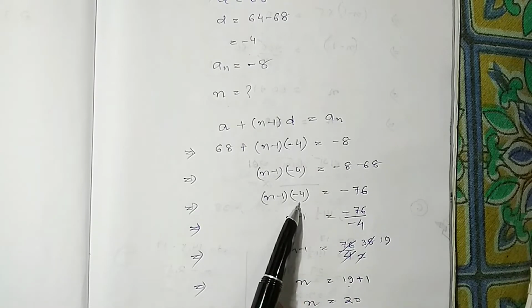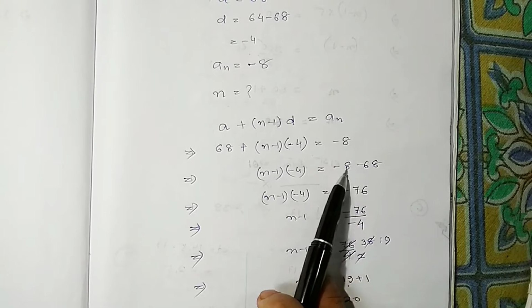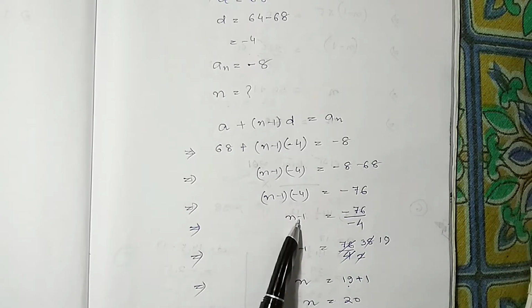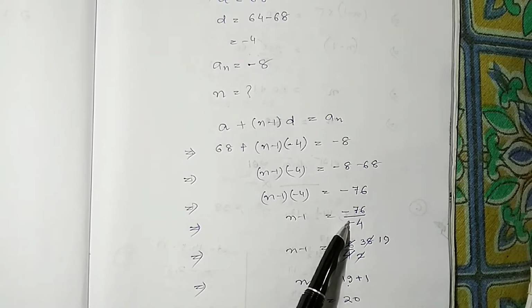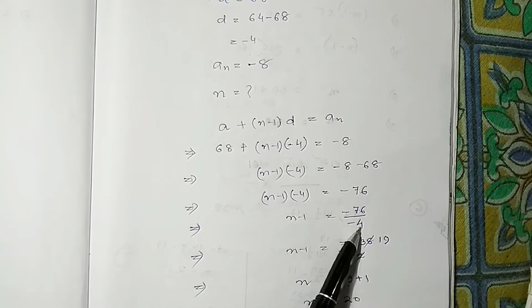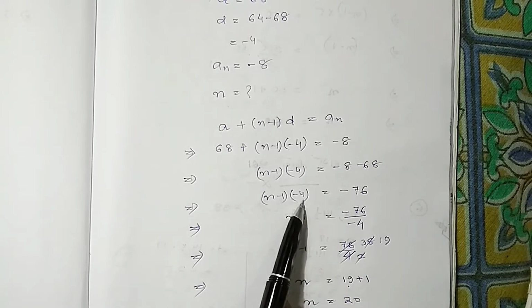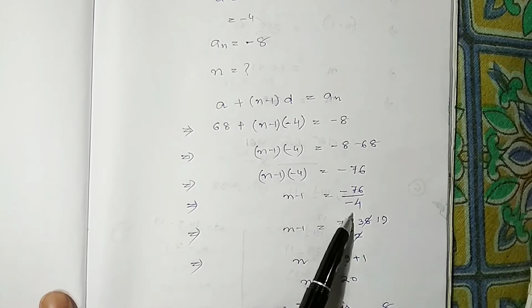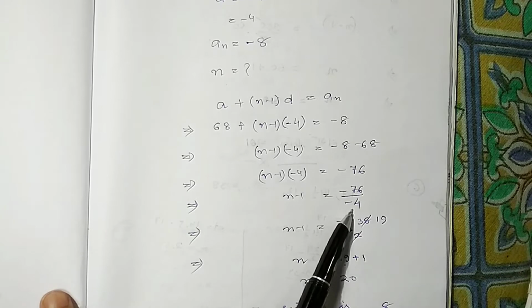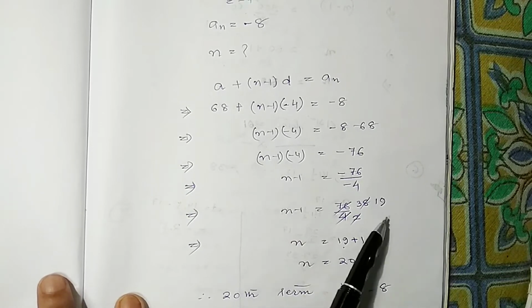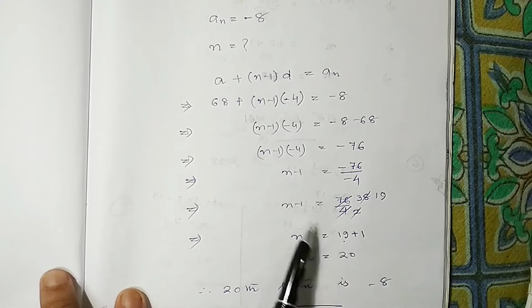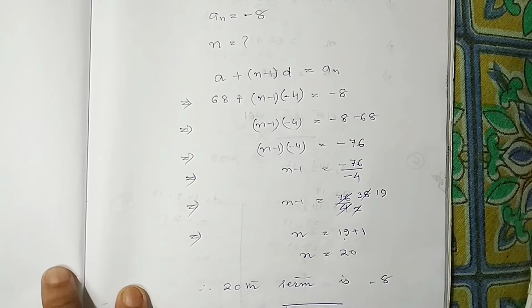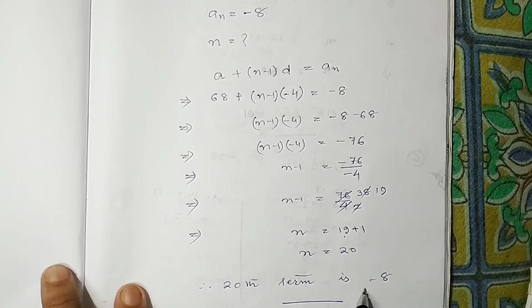(n minus 1) into minus 4, if I add these two, because both the signs are same, we have to add, we got minus 76. N minus 1, this minus 4 we transfer to the other side, it will be minus 76 divided by minus 4, because whenever it is transferred it will be divided. So n minus 1 equals, here minus minus cancels, and 76 by 4 is 19. So n minus 1 equals 19, so n equals 19, and this minus 1 is transferred, it will become plus 1. So n equals 20. Therefore the 20th term of the AP is minus 8.